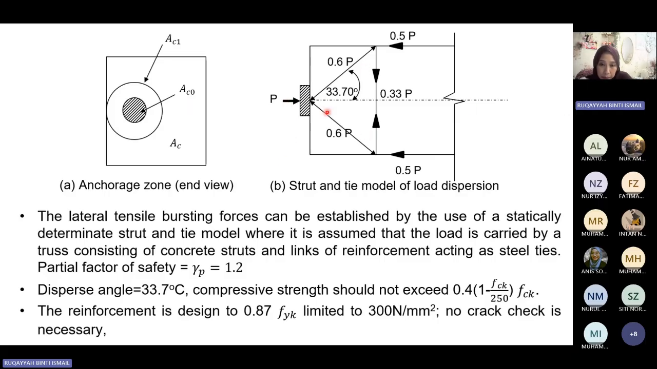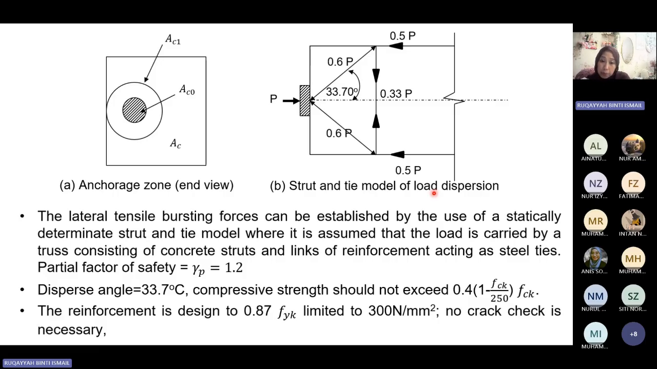You can see the resultants of the forces when you apply them, representing the crack, which is the diagonal part. The resultant is the straight line between these two, and the theta is around 30.7 degrees. This is what we call the dispersed angle. Technically the lateral tensile bursting forces can be established using a statically determinate strut and tie model, where it's assumed that the load is carried by a truss consisting of concrete struts and links acting as steel ties, with a partial factor of safety equivalent to 1.2.